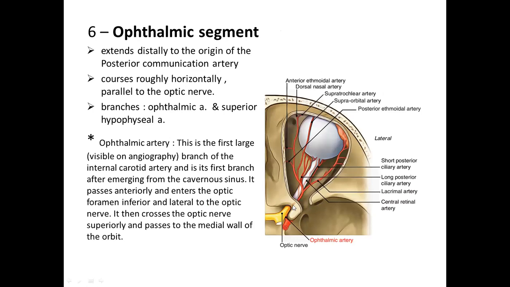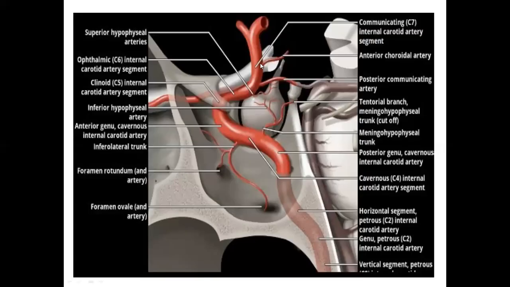At first, it is inferior and lateral to the optic nerve, but then crosses over the nerve to go to the medial orbital wall, as shown in this picture. The last segment is the communicating segment. It starts from the origin of the posterior communicating artery until the terminal bifurcation of the internal carotid artery. It has 3 divisions: the posterior communicating artery, anterior choroidal arteries, and striate arteries.